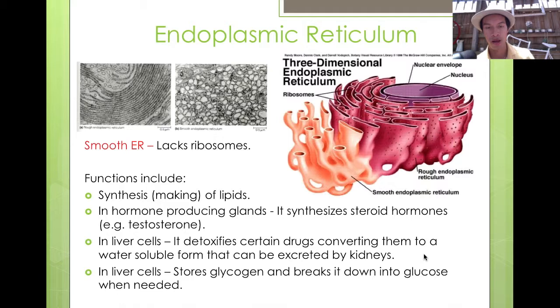Okay, and also in liver cells, the smooth ER is then responsible for storing glycogen and then breaking it down into glucose whenever necessary. And so these glycogen molecules get stored by the smooth ER, and then it gets broken back down into glucose whenever the cell needs to use them. Okay.